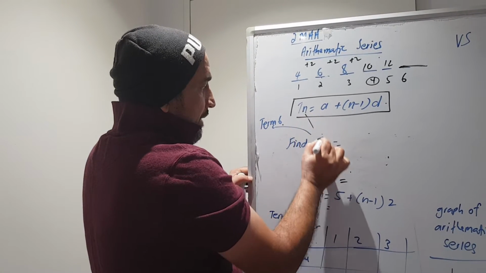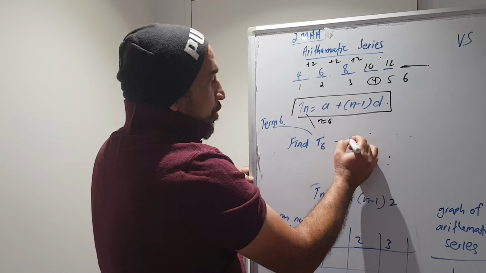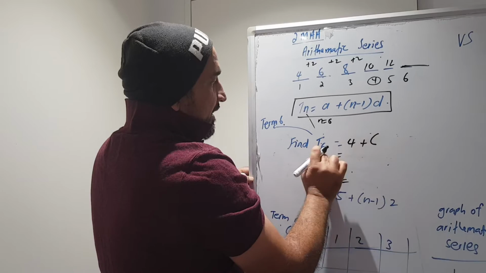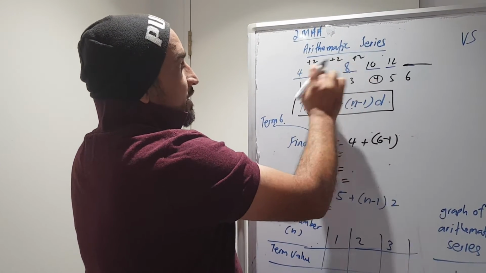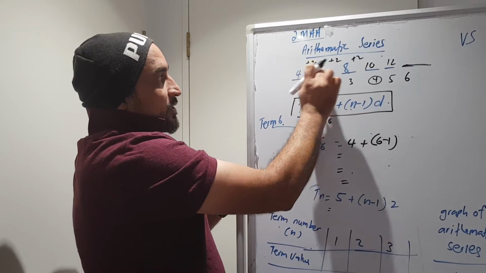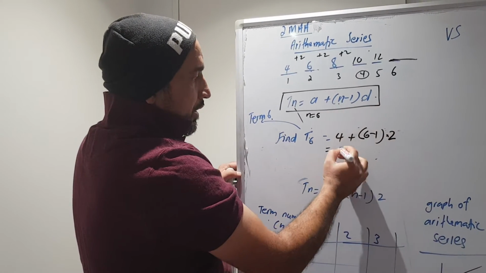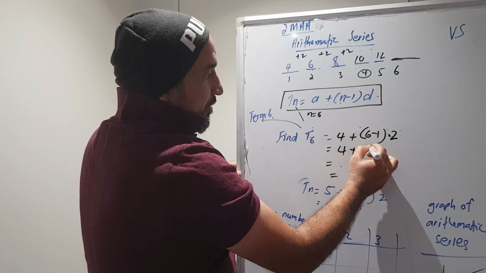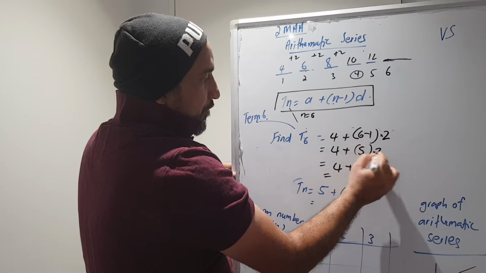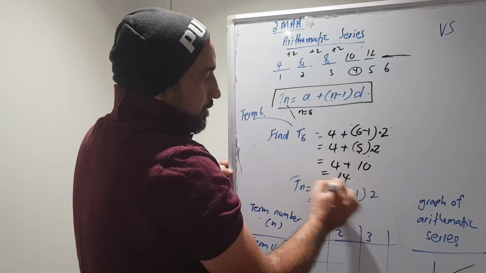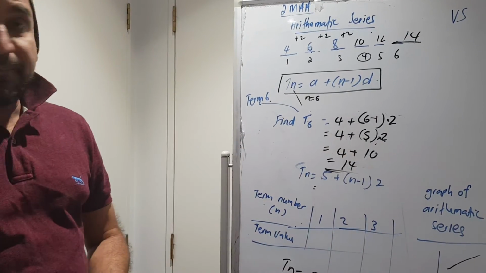I'm finding term 6. So T6, n becomes 6. A is my first term, which is 4, plus n minus 1, so 6 minus 1. And what's my common difference? Common difference is how much it goes up by. The common difference is 2, which means times 2. So 4 plus 6 minus 1, which is 5, times 2. 4 plus 5 times 2 is 4 plus 10, which is 14. So my term 6 is 14, and 12 plus 2 gives you 14. So this is how you find the term.